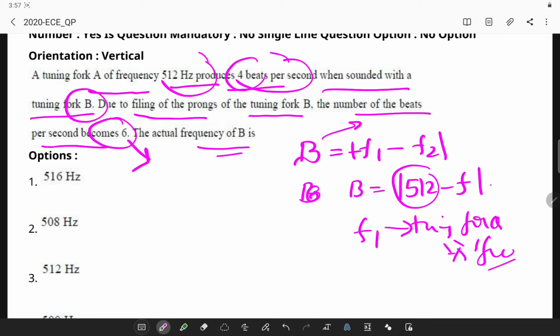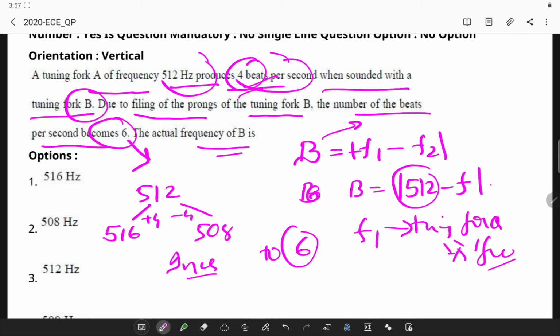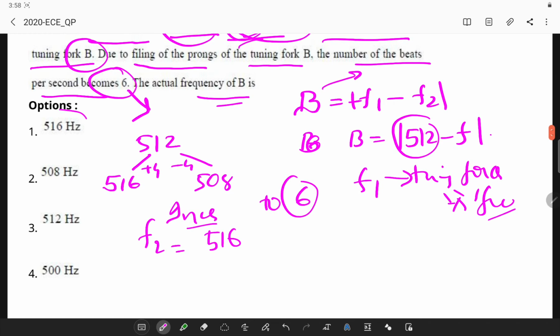So here you have a frequency 4 beats per second. So the frequency can be either 512 plus 4, which is 516, or minus 4, 508. But given beats are said to be increasing to 6, therefore I will be having a frequency of 516. So if you see the options, I'll have 516.